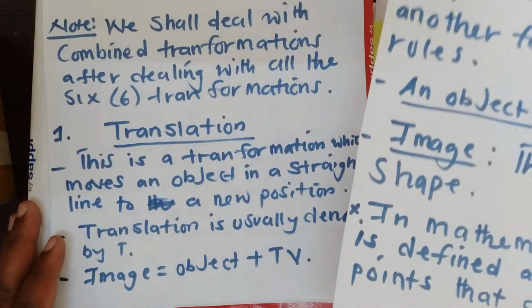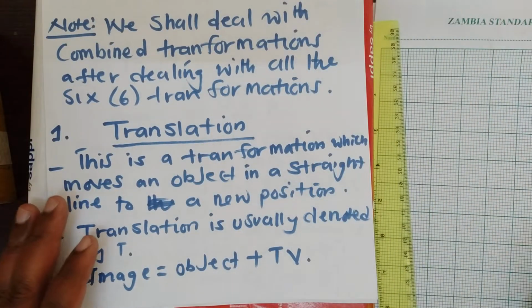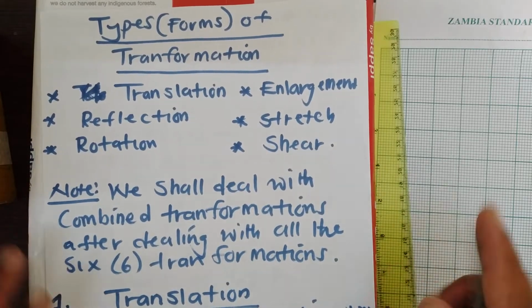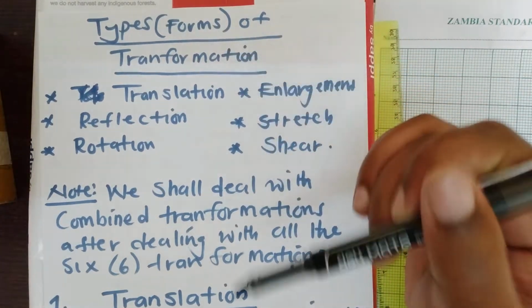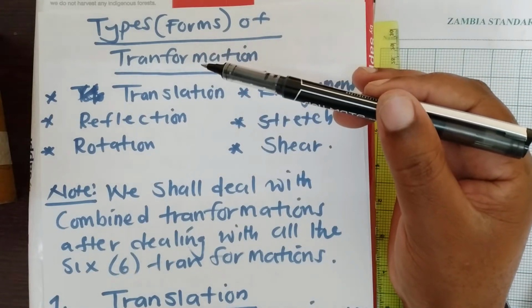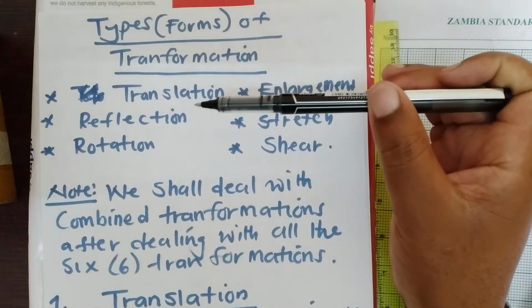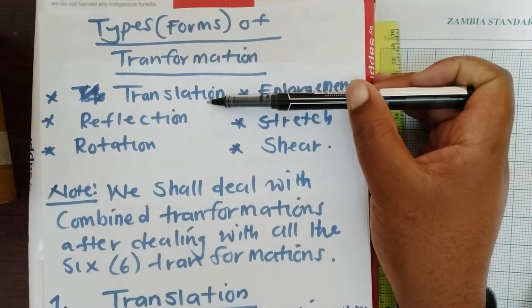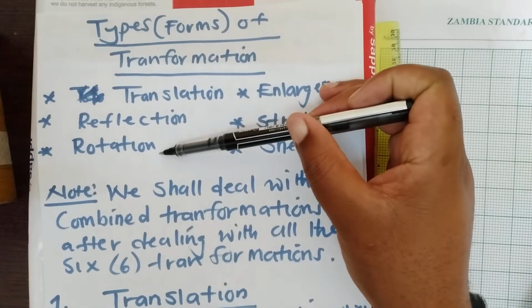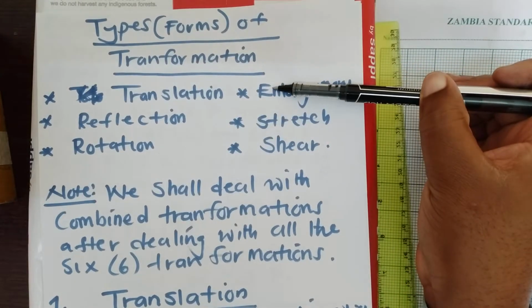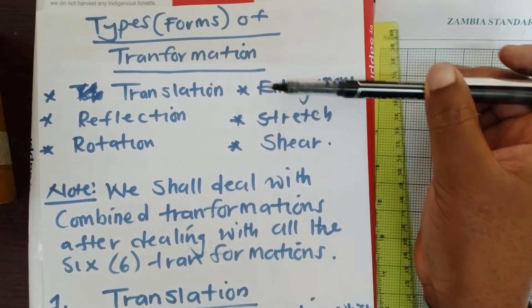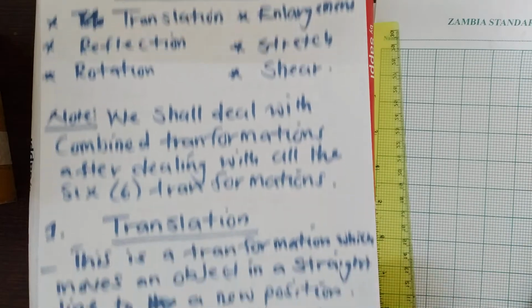Now, the next thing that we need to look at is what we call types or forms of transformation. Basically, we have 6 types that we need to deal with. The first one is translation, then reflection, rotation, enlargement, stretch, and shear. The 6 of them. Here we are saying note.